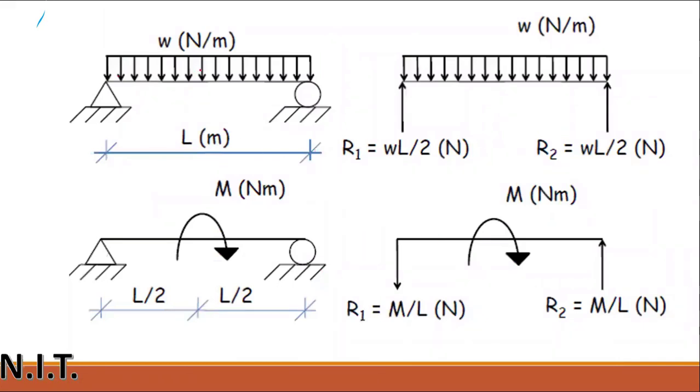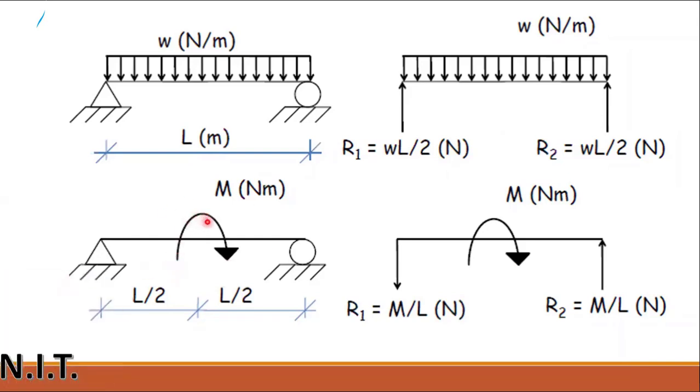Similarly, if the UDL is applied on a beam, the length of the beam is, for example, L, then the reaction in case of UDL will be WL by 2, and reaction 2 will be WL by 2. Clear?